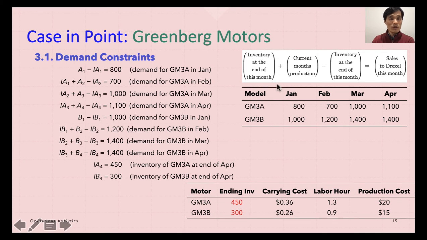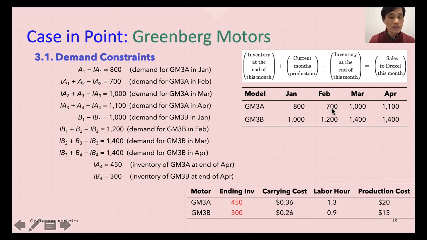We don't have inventory at the end of the previous month because it was the starting month, and we assumed that there was none. So it's 0. So 0 plus A1 minus IA1 equals 800. This is one constraint that we can find. The second one, 700.